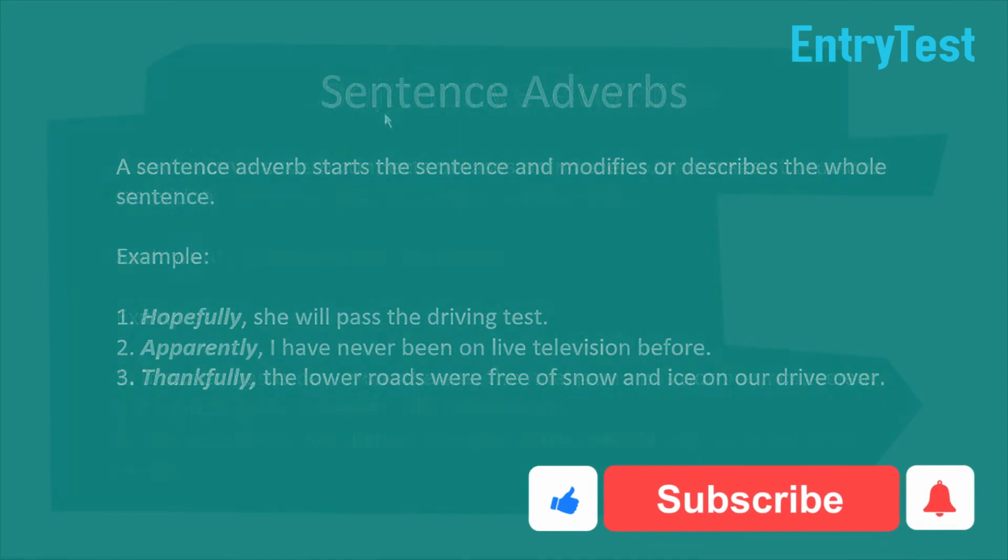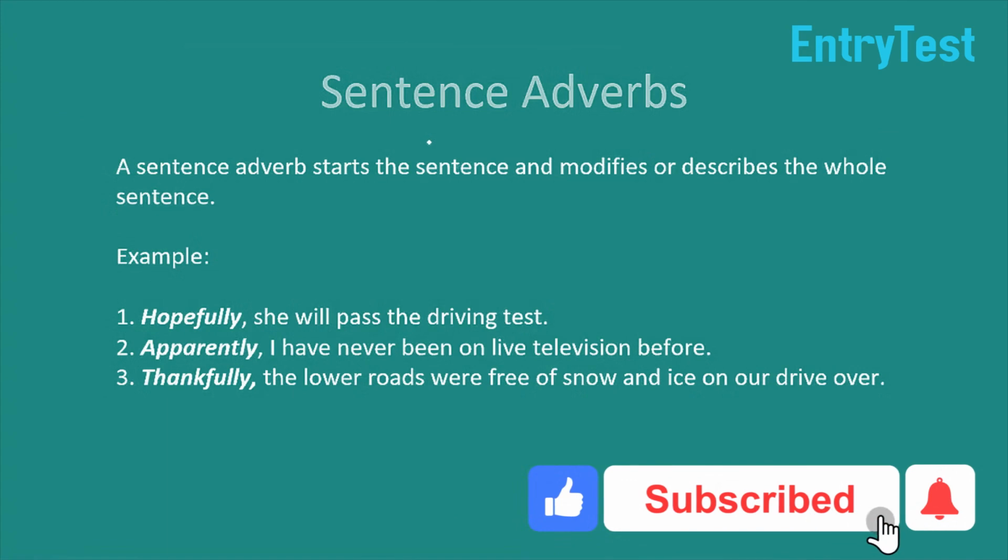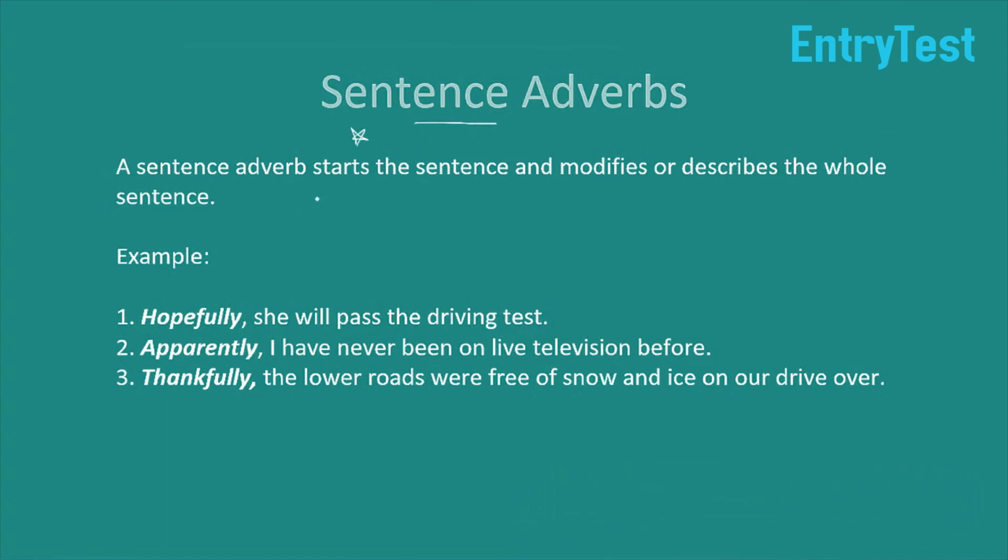Moving forward, coming to the last adverb that we'll discuss is sentence adverb. Now friends, this is very important. These adverbs start at the very beginning of any sentence and modify or describe the whole sentence. Okay, so these are going to cover the whole sentence. Let's see the example. Hopefully she will pass the driving test. So what is the thinking? That yes, I hope that she can pass the test. So hopefully is basically a sentence adverb which is modifying the whole clause after it or whole sentence after it.